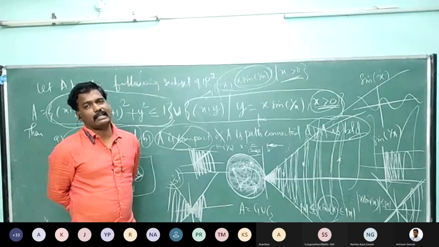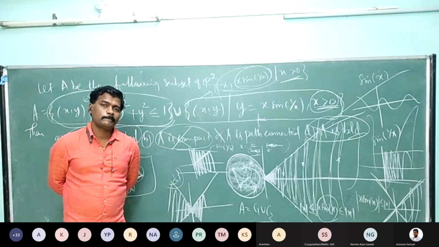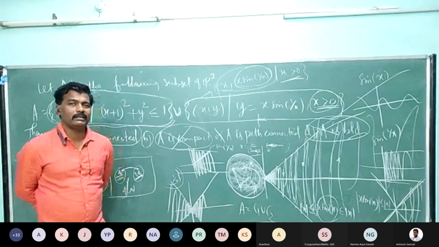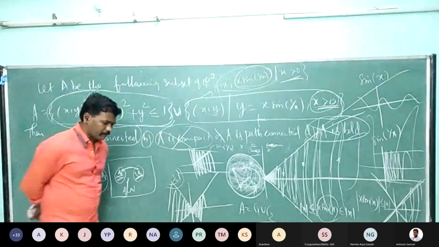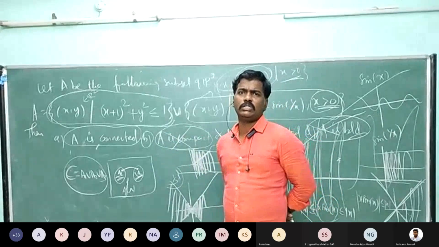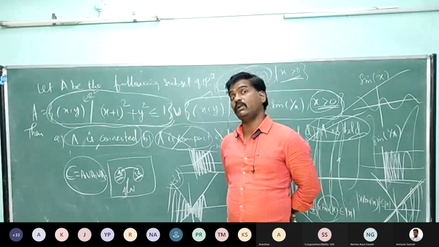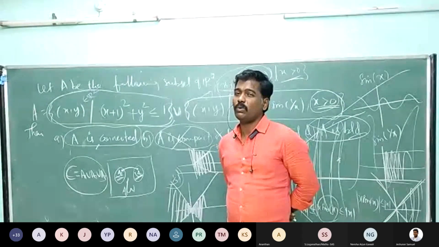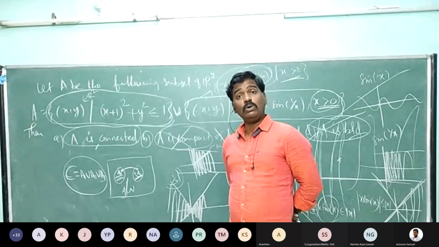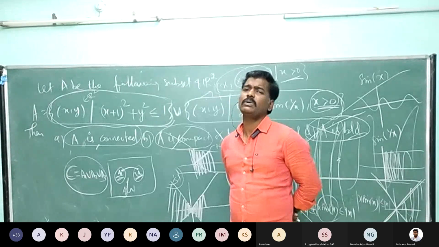But how is it connected? What is the definition of connectedness? There is no separation, right? What is the meaning of separation? Separation means there are disjoint, non-empty open sets whose intersection is empty and whose union is the whole set. That is called a separation of X. If X has no separation, then the set X is connected, which means there is no separation.